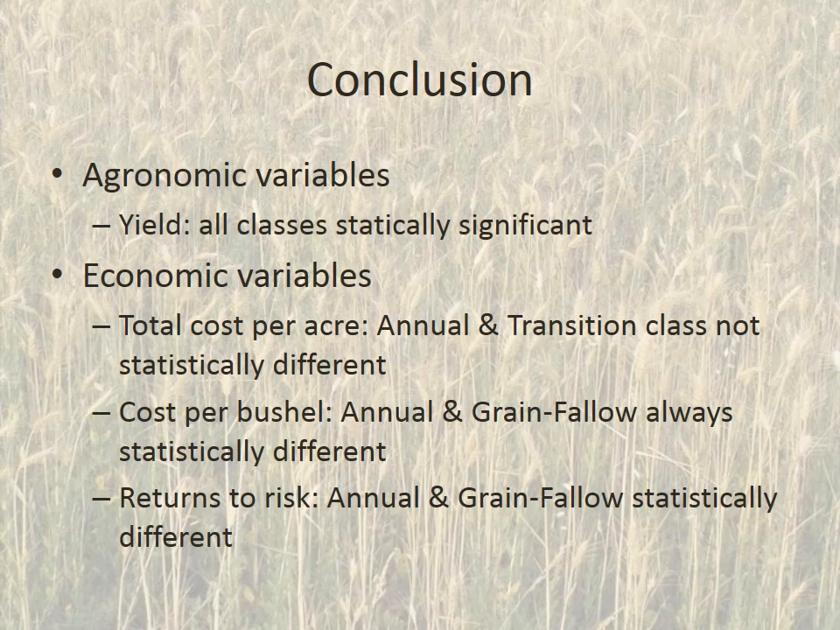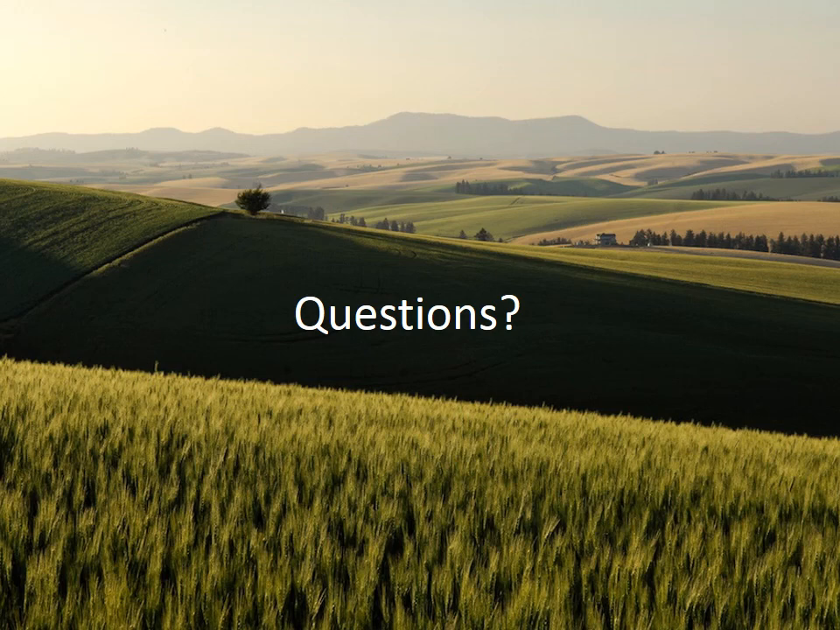So my takeaway from this is the annual and the transition class are more similar to each other than the transition and the grain fallow class, and that the annual class is more profitable overall in terms of winter wheat production, comparing all of the dryland classes. So that's all I have for you today, and I look forward to your questions.